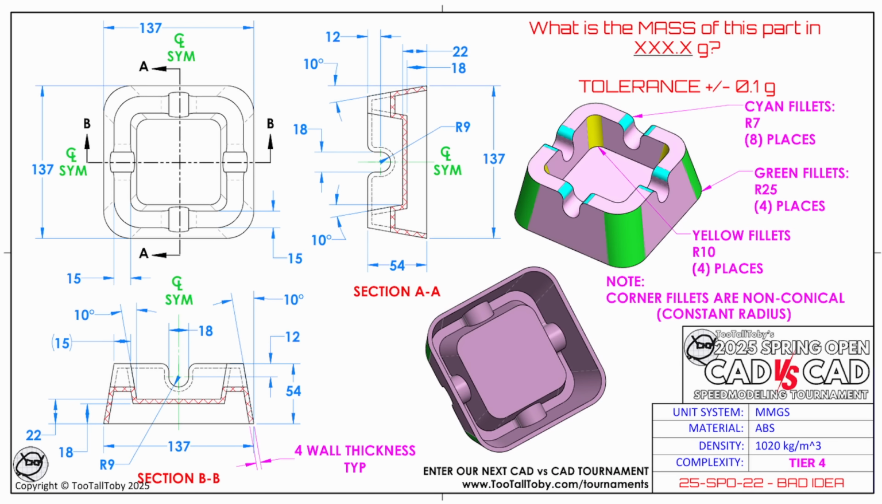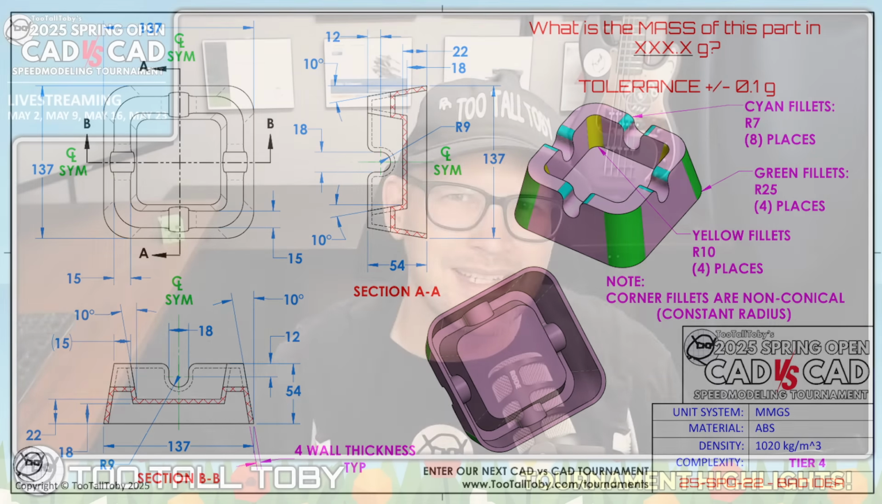But the thing that I want to call to your attention about this drawing is this note right here. You can see that the corner fillets are non-conical, meaning they are standard constant radius fillets. And that note is going to very much come into play during this tournament battle. So enjoy this final battle.